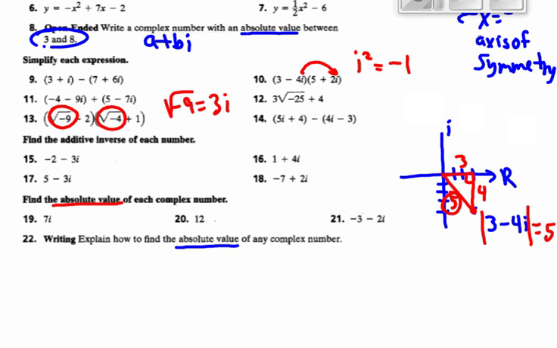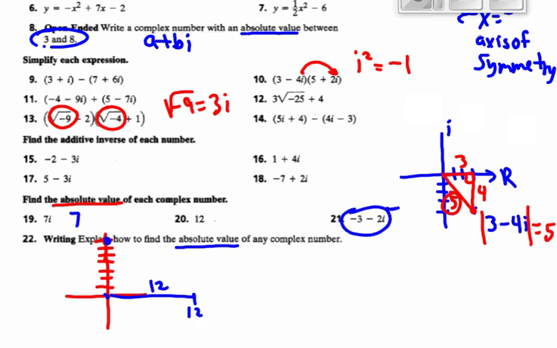So where is 7i? 7i is just straight up on the 7 up here. 1, 2, 3, 4, 5, 6, 7. Right up there on the y-axis. How far is that from 0, 0? You don't need anything difficult with that. It's just 7. Very simple. How far is 12 out here from 0, 0? It's 12. Real easy.